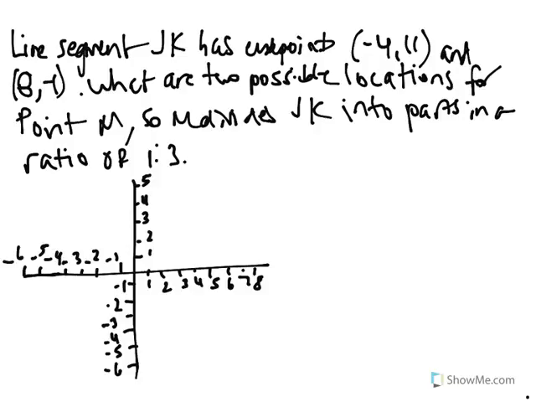All right, so now I have my coordinate plane. I'm going to plot the points that the question gives me. I'm going to make a line segment JK, and it has endpoints (-4, 11) and (8, -1). So I'm going to make a line that has those endpoints. I have negative 4 over, 11 up.